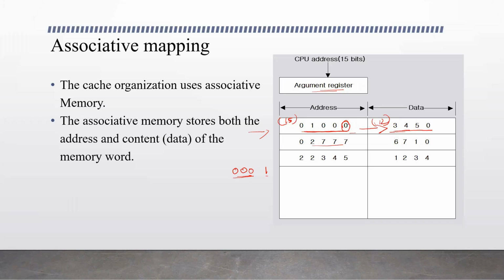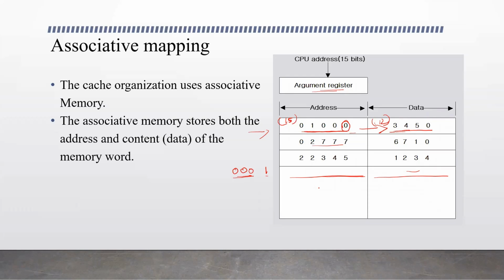Suppose the address placed by the CPU is not available in the cache. It has to look for this in the main memory. The data is not available in cache, so there is a miss, and it has to be accessed from main memory. Here, in the available space, the next data element will be stored with the address and the corresponding data.